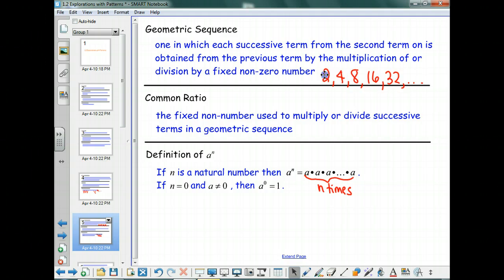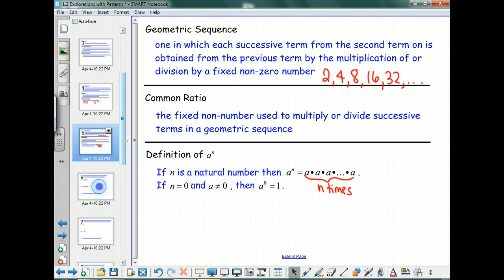There's other ways to go with this, but right now, by definition, a to the 0 is going to be considered the number 1. Okay? We're just going to take that as a definition. When you get to math 2, we'll prove that that's true. Okay? All right. We're going to do some examples.